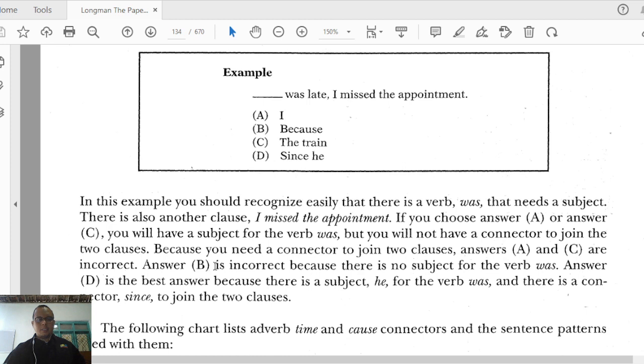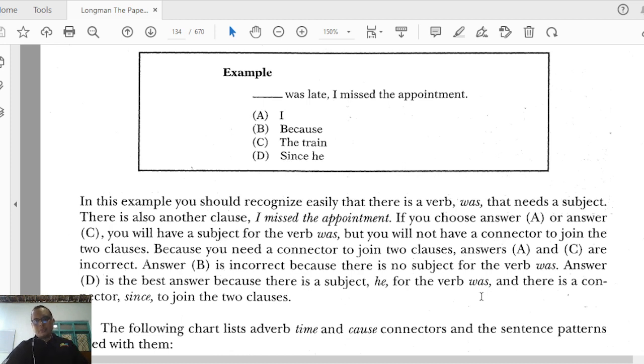Answer B is incorrect. Whoa. Because was late. Oh, nggak ada subject ya, sorry. Since he was late. Since he was late. Ya, berarti yang C. I didn't see that. Nggak ada subjeknya ya, sorry about that.